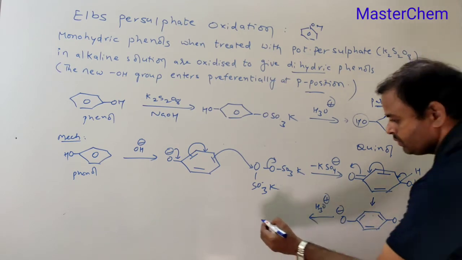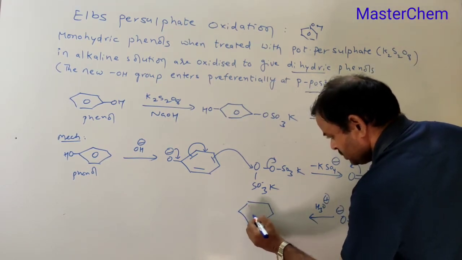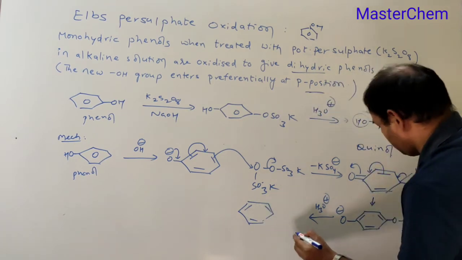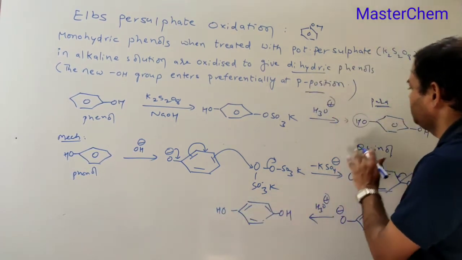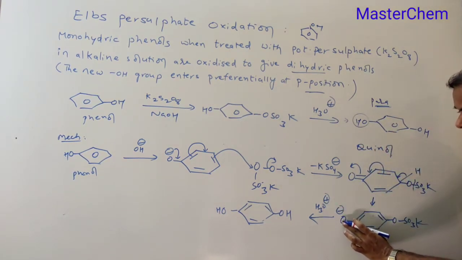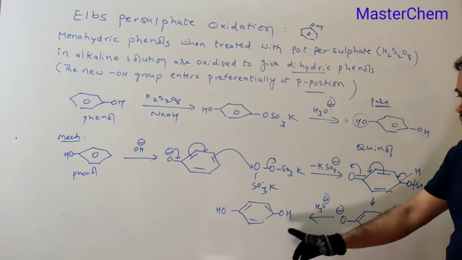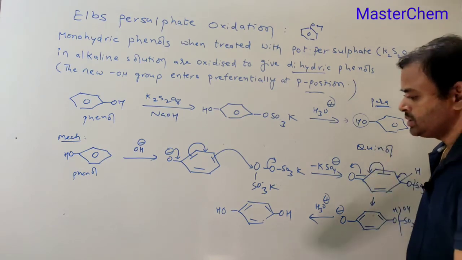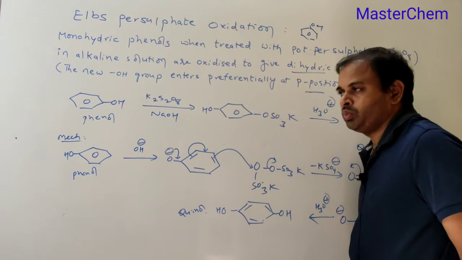What is the product of hydrolysis? Phenol is formed because of these H plus ions. Here O minus, H plus gives OH, and hydrolysis takes place with HOH. So what is the resultant product? That is quinol. So this is example 1.